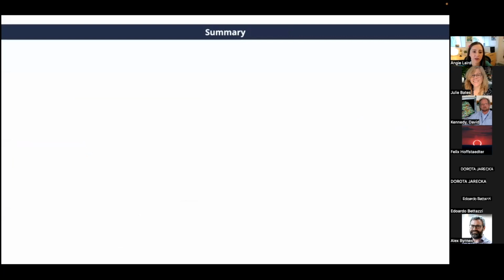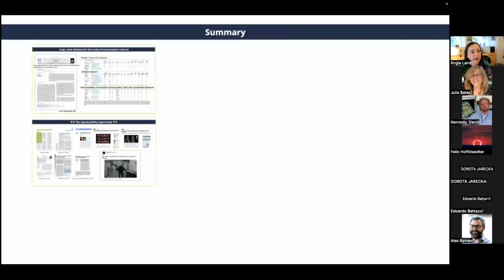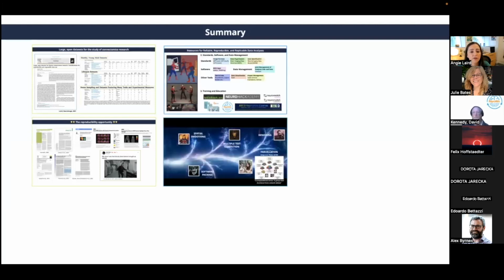And so as a summary, I started this talk with an overview of the history and evolution of large open data sets. I think it's important to acknowledge how far we've come in the past two decades. I acknowledged the reproducibility crisis and gave you lots of pointers to available resources for making your own research more reproducible and transparent, including guidelines and recommendations, standard software and data management tools, and training and education programs.